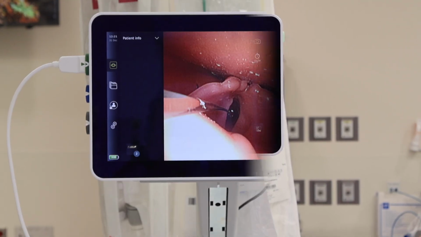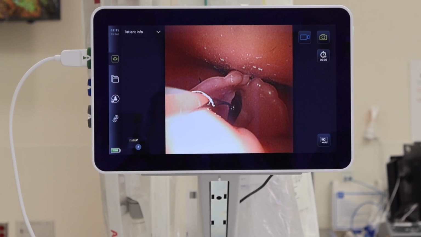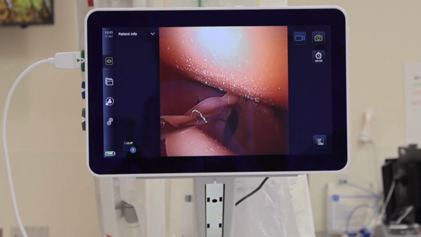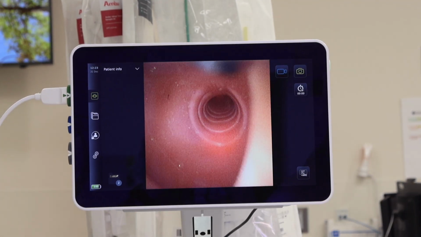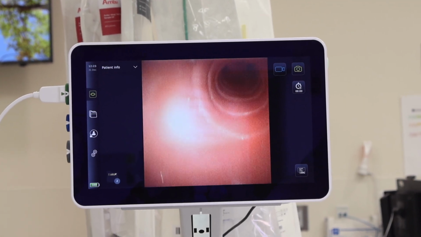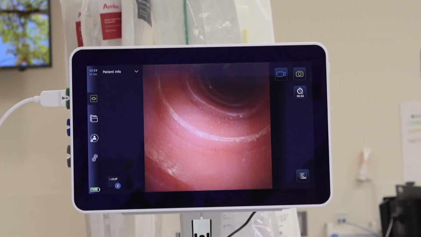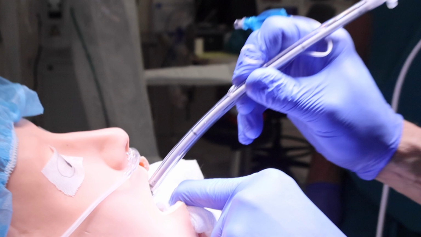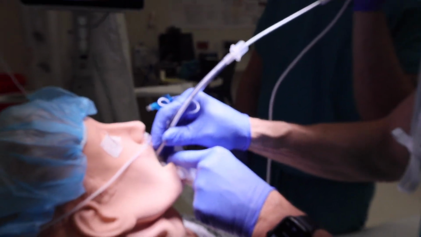When the vocal cords are seen, advance the epidural catheter through the scope and inject 2 to 5 milliliters of 2% lidocaine, the spray-as-you-go technique, to anesthetize the cords and subglottic region. After coughing subsides, advance into the trachea until the tracheal rings and carina are clearly visualized. Then, railroad the endotracheal tube over the scope.